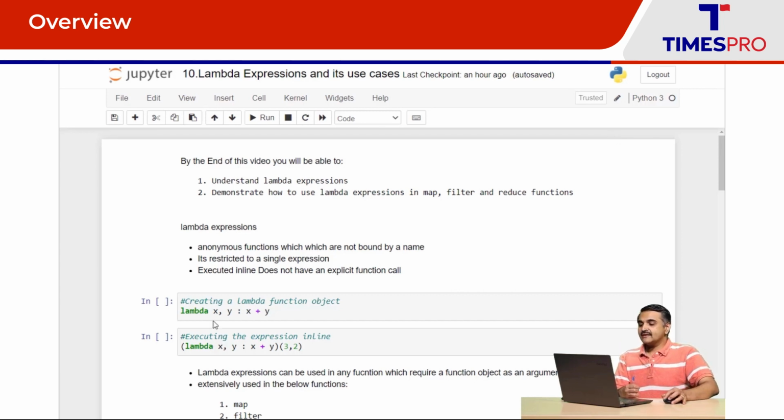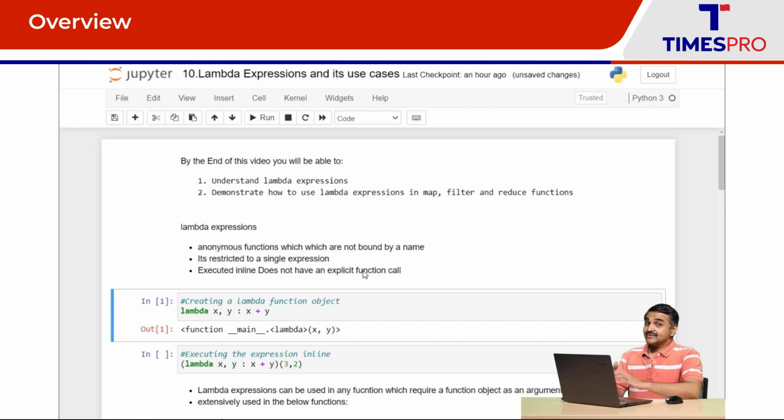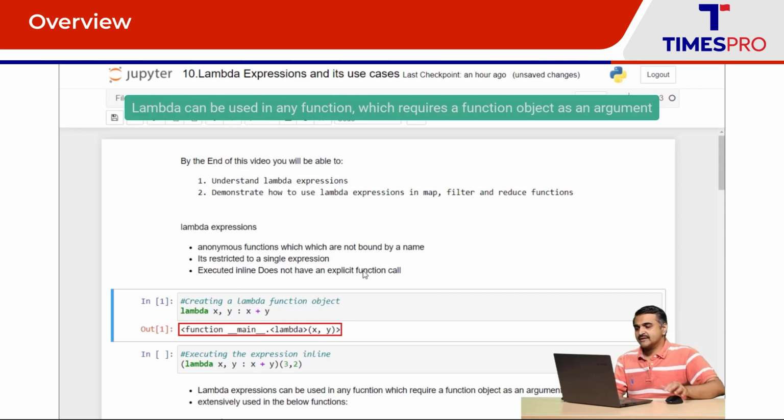Let's create a Lambda function object. So lambda is the keyword. x and y are the arguments to this Lambda. Colon follows the single line body of the Lambda function where we are computing x plus y. Let's create this Lambda function object. And this Lambda can be used in any function or any operation which requires a function object.